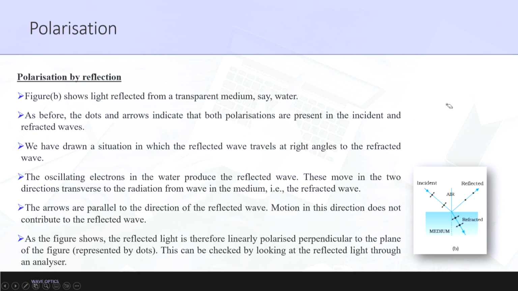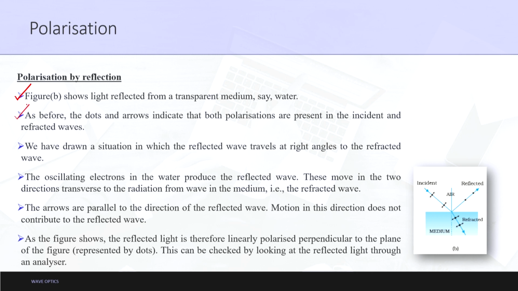Okay. So figure B shows light reflected from a transparent medium, say water. As is quite evident, this is air, this is water for you. Figure B shows light reflected from a transparent medium, say water. As before, the dots and arrows indicate that both polarizations are present in the incident and the refracted wave. So this concept I already explained to you.